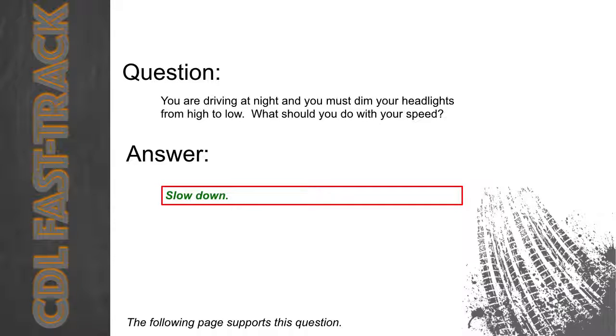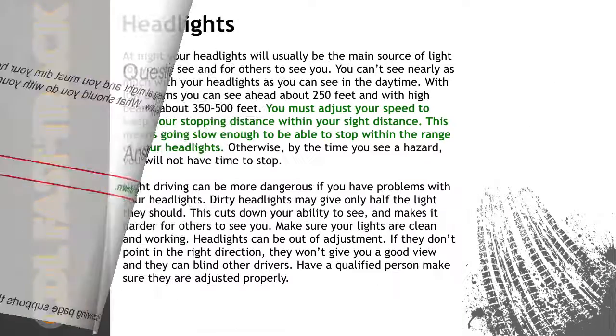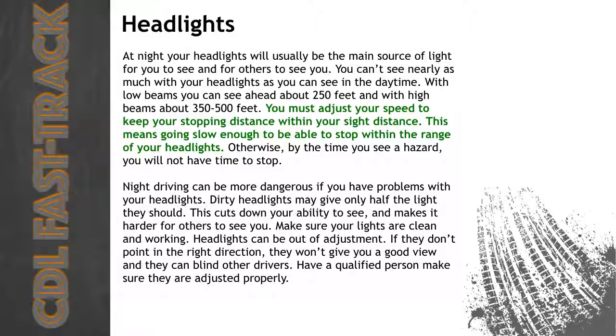You are driving at night and you must dim your headlights from high to low. What should you do with your speed? Headlights. At night, your headlights will usually be the main source of light for you to see and for others to see you. You can't see nearly as much with your headlights as you can in the daytime. With low beams, you can see about 250 feet, and with high beams, about 350 to 500 feet.